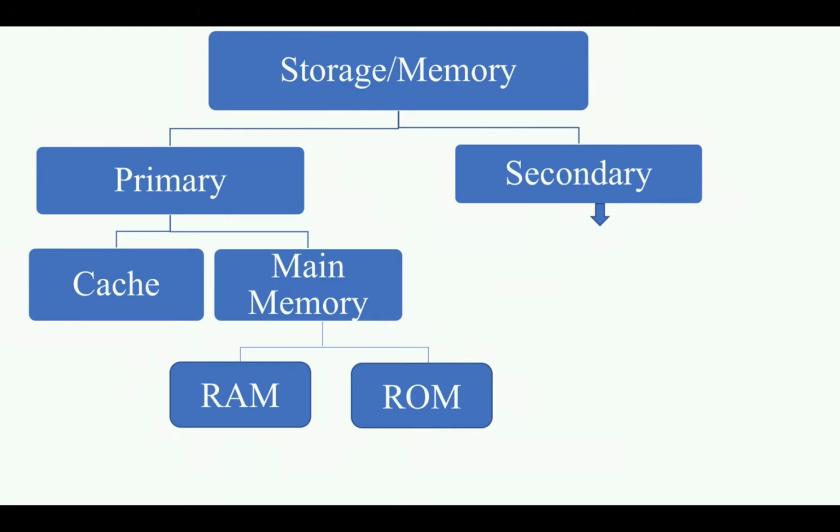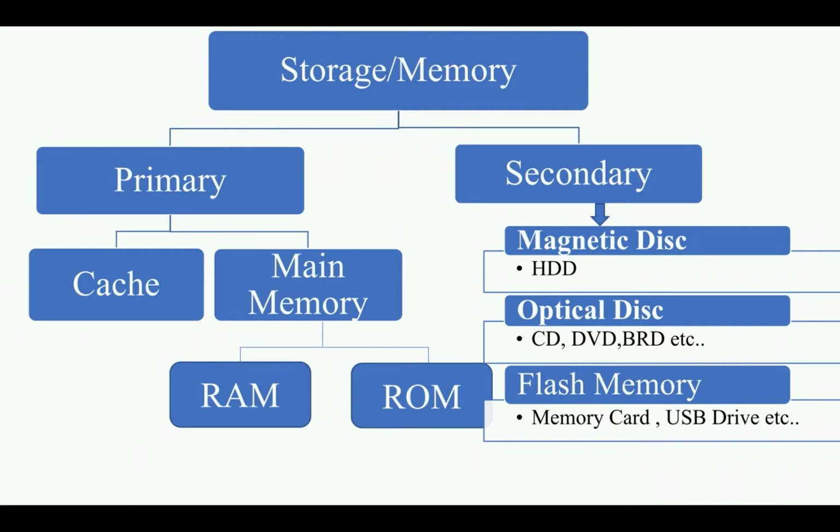Primary memory is also called cache and main memory. Then main memory is classified as RAM and ROM. We have learned all this. Today you will learn about secondary memory. Let's move towards the classification of secondary memory.